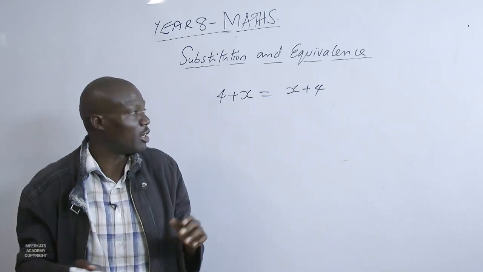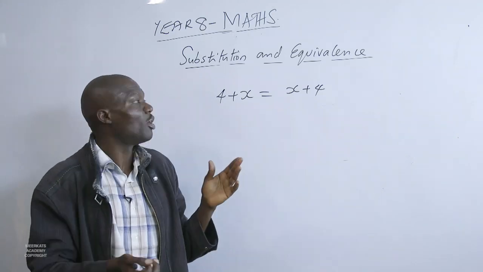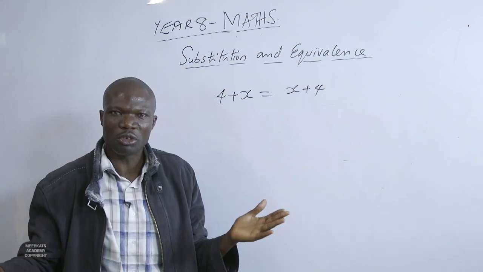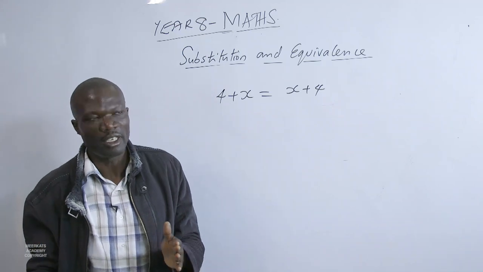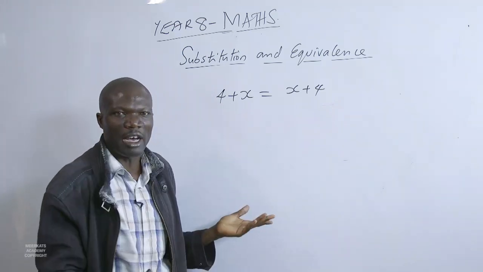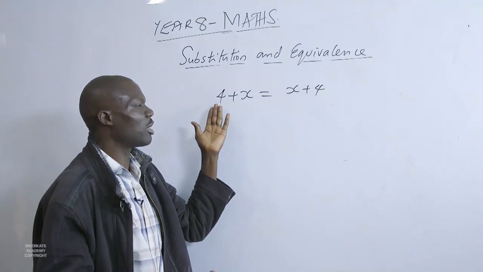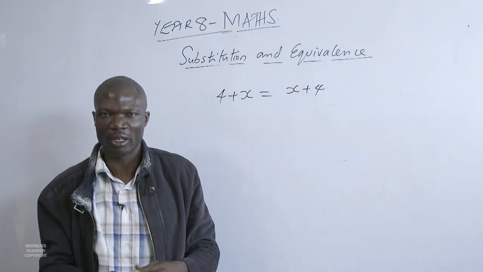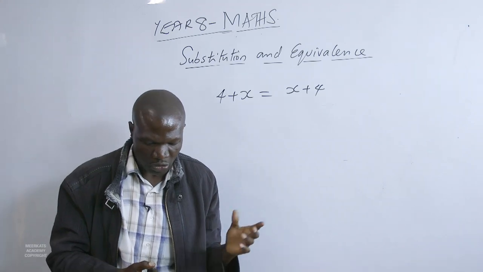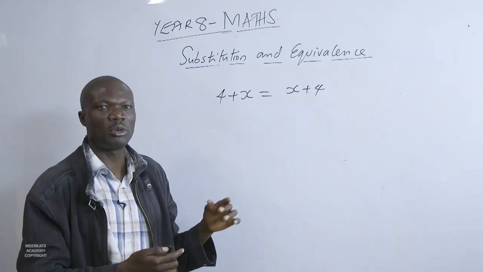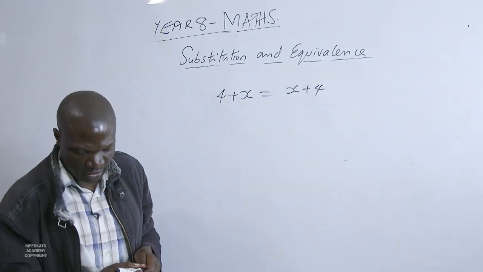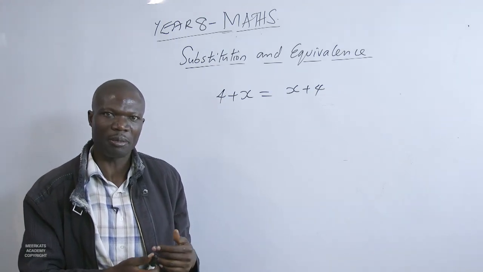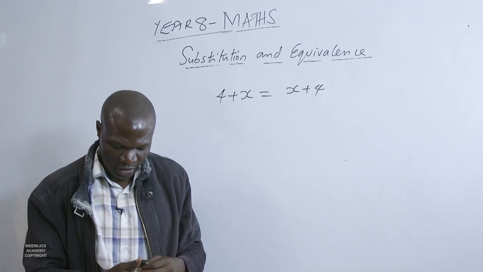For example, 4 plus x is equivalent to x plus 4, irrespective of whatever value is substituted for x. If you choose that x is 0, then when x is 0 here and x is 0 here, 4 is equal to 4. That is equivalent. When you choose that x is 5, then 5 plus 4 is 9, and 5 plus 4 on the other side is also 9. So while you are substituting, you are actually coming up with an equivalent expression.